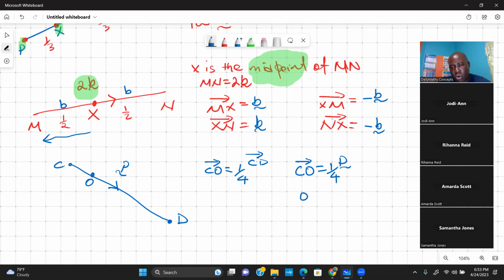And if you want from O all the way to D, it's going to be the rest of the journey. So it's going to be 3/4 of that same letter P. If you add back the quarter and the 3/4, you're going to get back that 1P. So you know that the idea is correct, right?